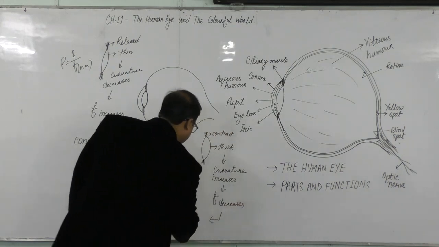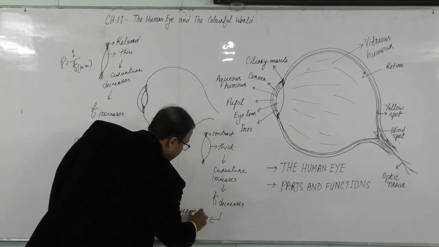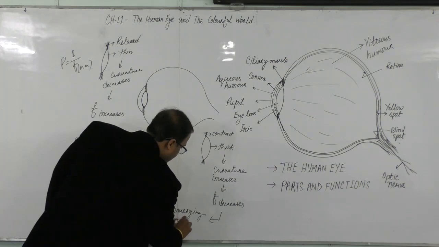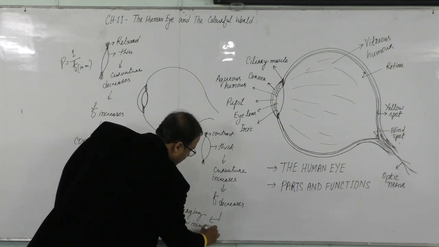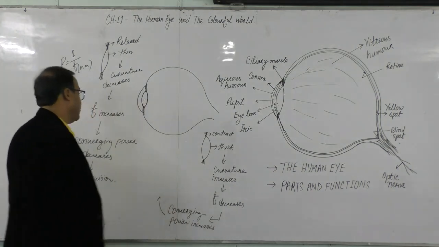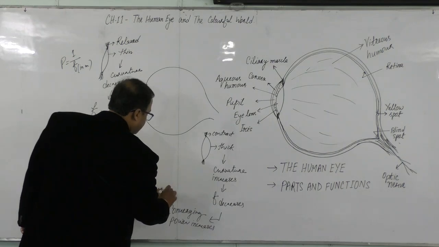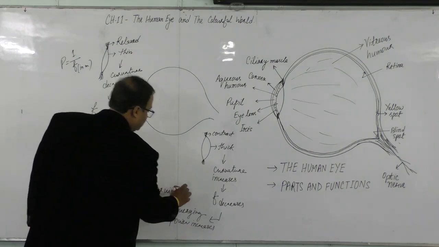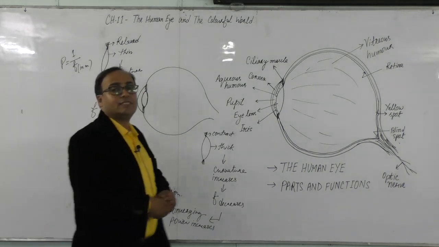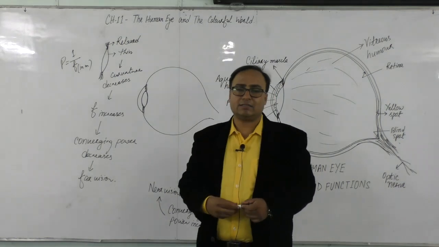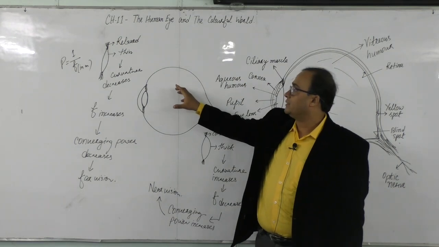And thereby we can say that converging power increases. And due to increase in converging power, it helps in near vision. So what is understood here, that human eye lens is flexible, its curvature is adjustable, and it is adjusted with the help of ciliary muscles.